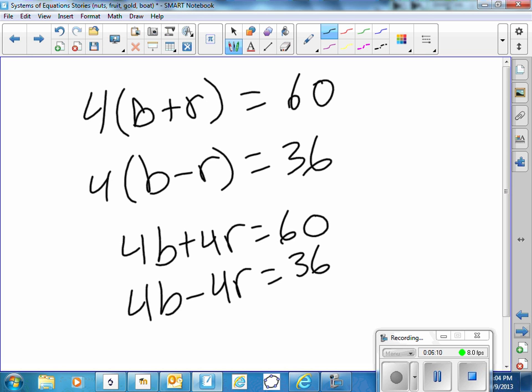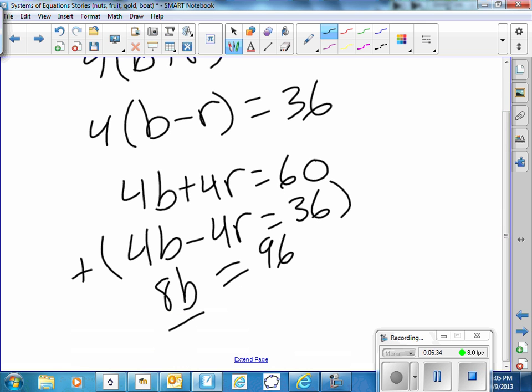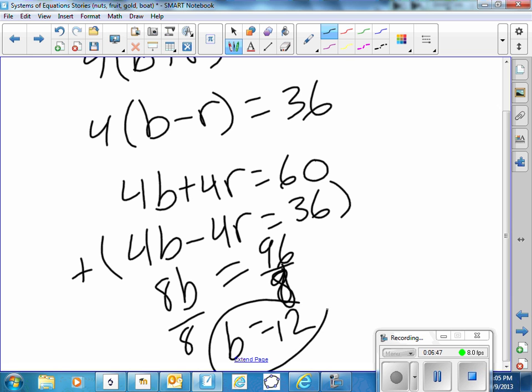And we could get one of those variables all by itself, but that particular combination works well. You just add those two equations, or subtract, but let's add. 4b plus 4b is 8b. 4r plus a negative 4r is 0, so I'm not going to write that. Equals 60 plus 36 is 96. Well, if 8 times something is 96, that something is 12. 96 divided by 8 is 12. Well, that's the speed of the boat.